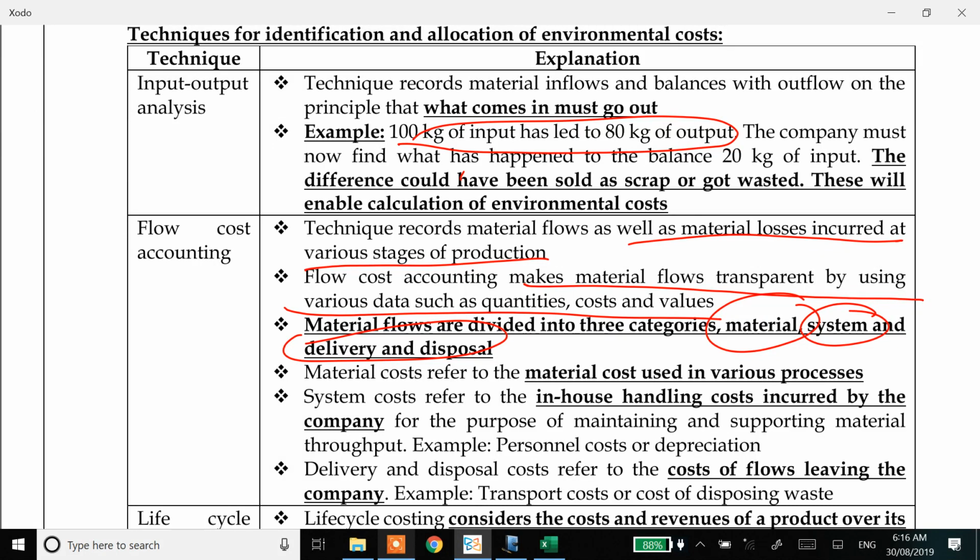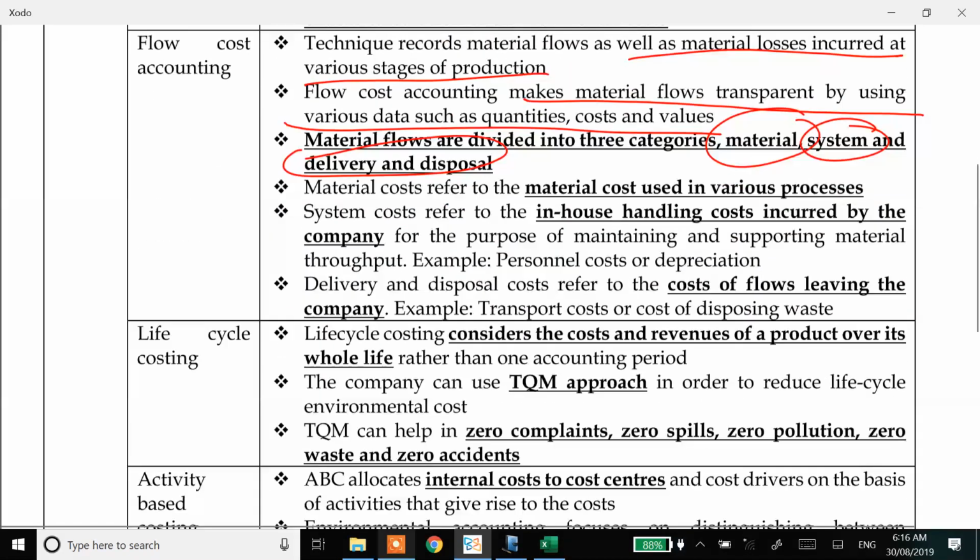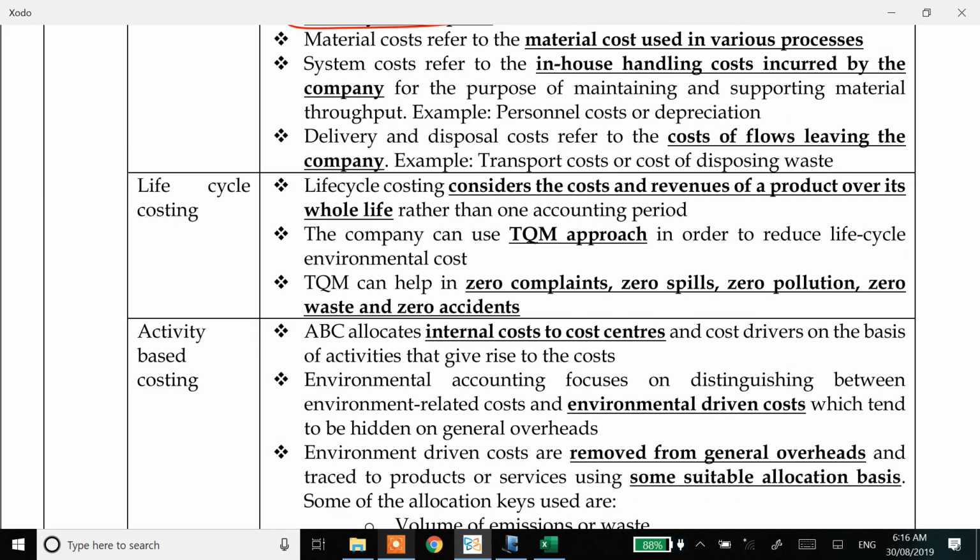The third technique is life cycle costing. Fourth technique is activity based costing. In life cycle costing, it basically says when you analyze the life cycle cost, also take cognizance of the environmental impact cost. And you can also use the concept called TQM, which focuses on zero defect, zero waste, zero accident. So if that also happens, then I kind of avoid any issues on the environment side.